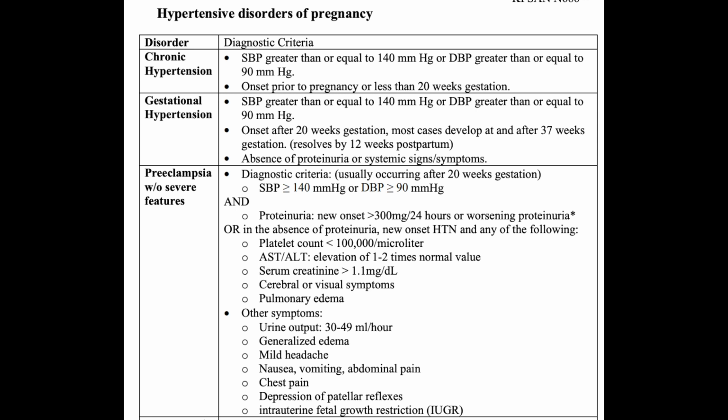Other symptoms that may occur with preeclampsia without severe features include a decrease in urine output. Patients may present with generalized edema, mild headaches, nausea, vomiting, abdominal pain, chest pain, a depression of patellar reflexes, as well as IUGR.